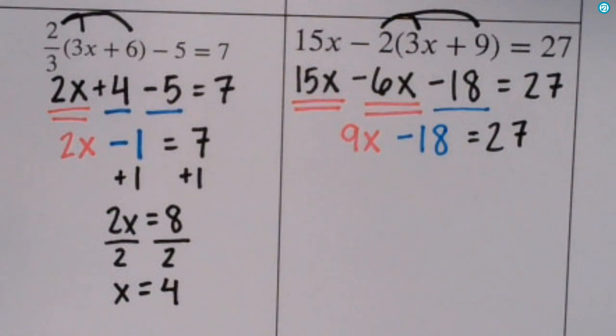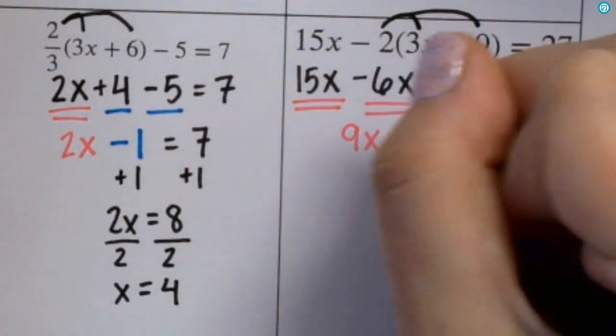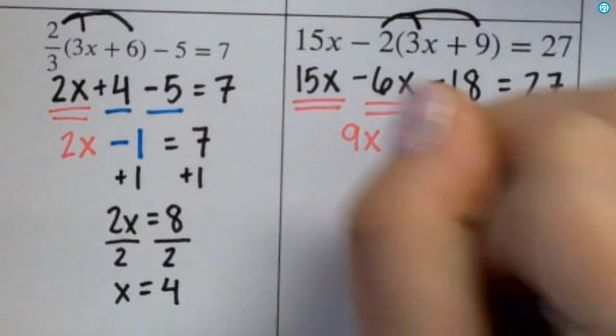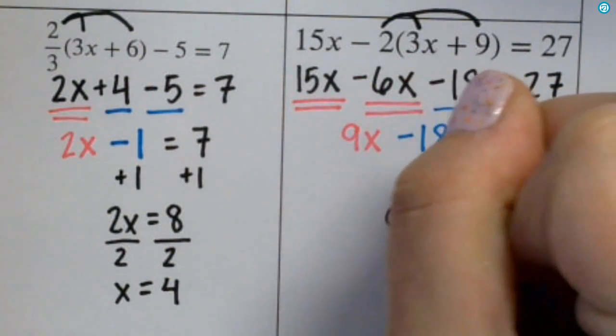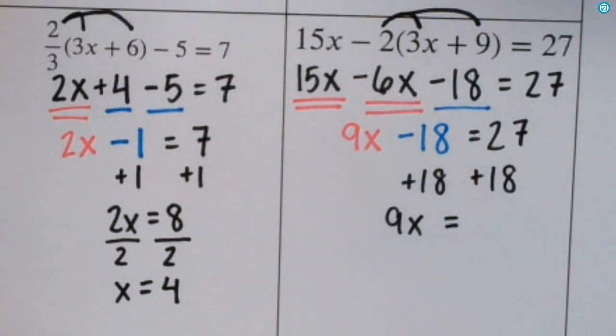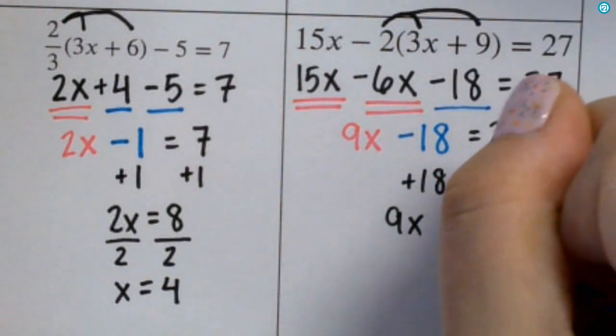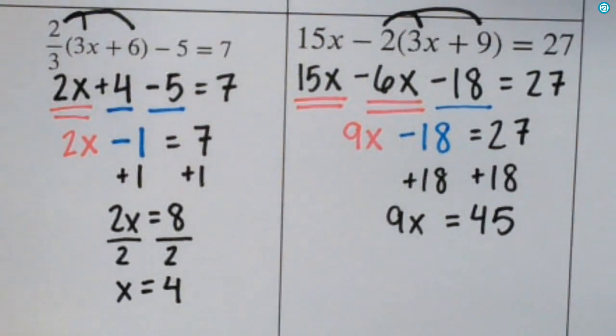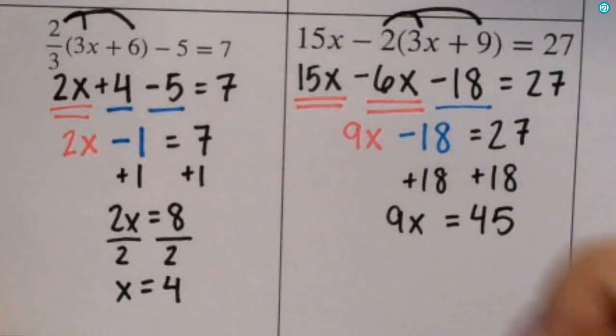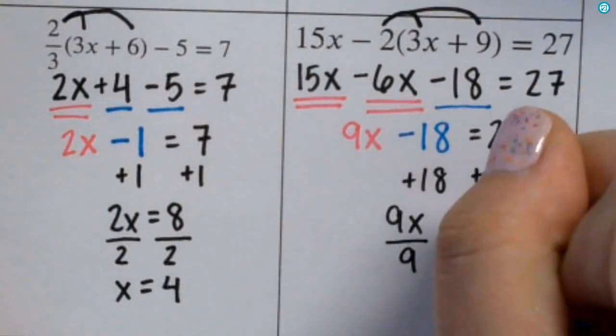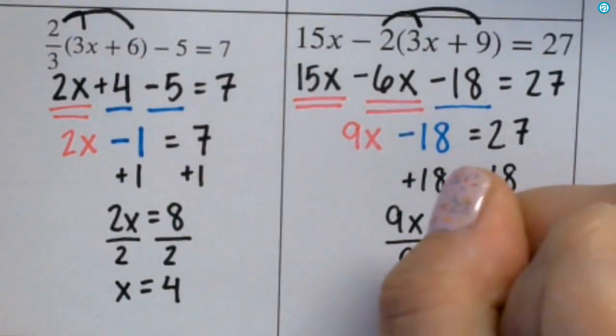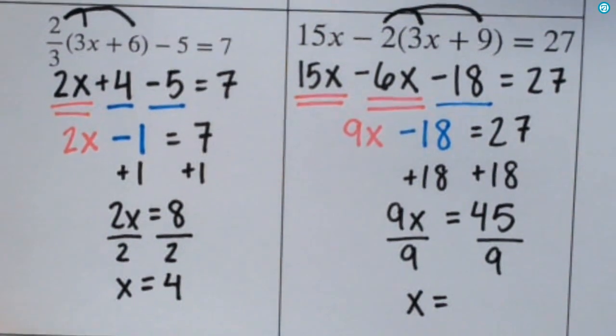Finishing this one out, we are going to add 18 to both sides. I've got 9x on the left. 27 plus 18 is 45. And then divide both sides by 9. And we'll get x equals 45 divided by 9, which is 5.